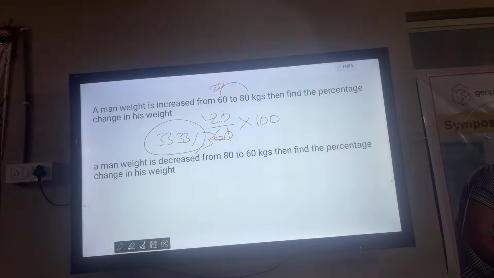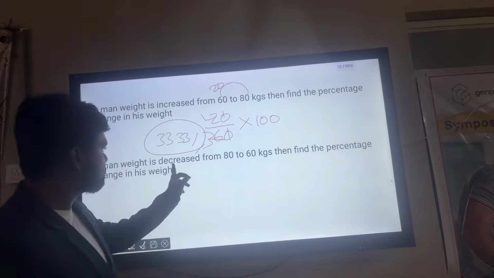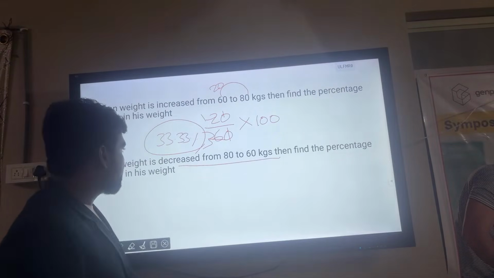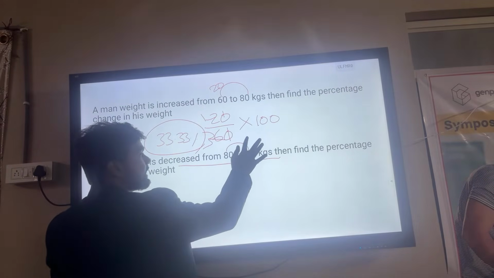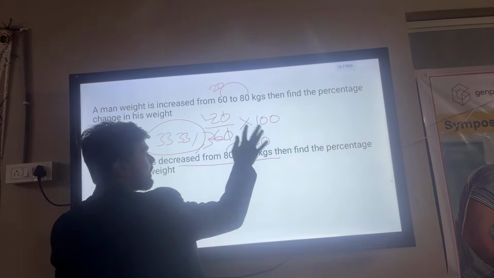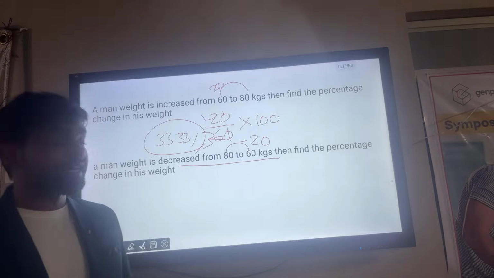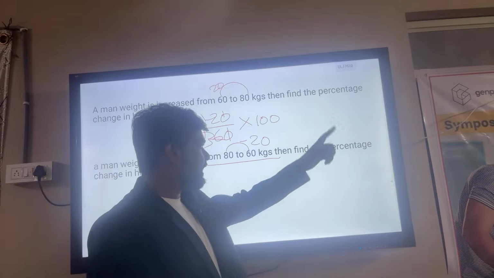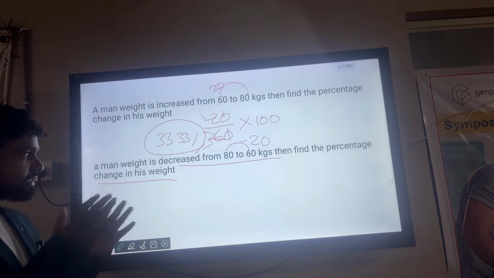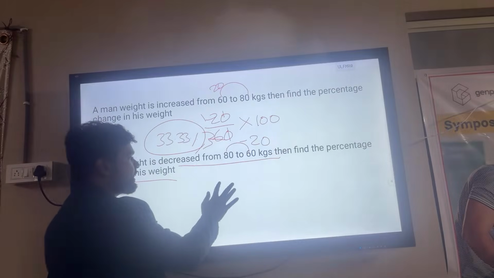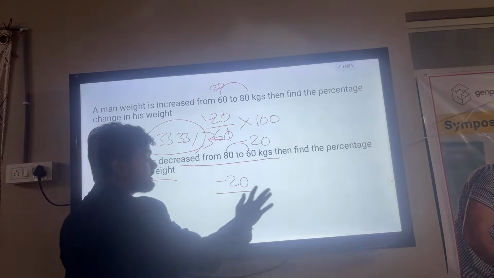Okay. Can you answer this question? Second one. A man's weight is decreased from 80 to 60. Change is what? 20 kgs. But this time minus 20, because his weight was reduced. The question asks to find the percentage change in his weight. What is the change actually? Minus 20 now.